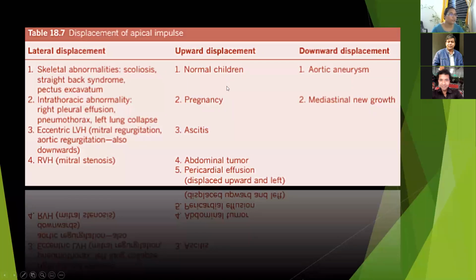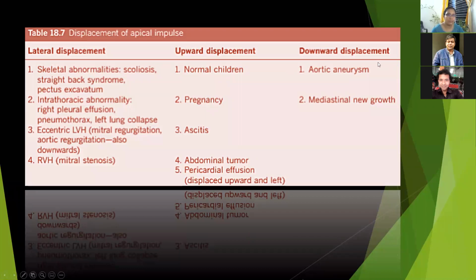Upward displacement occurs in normal children, pregnancy, ascites, abdominal tumor, and pericardial effusion. Why in pericardial effusion? Because the fluid has a tendency to gravitate downwards. So when the patient has pericardial effusion, the pericardial fluid will come downwards in the posterior and lowermost part of the pericardium. So this will push the apex upwards and to the left.